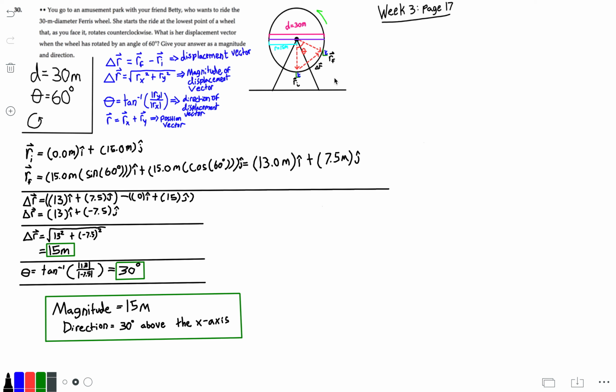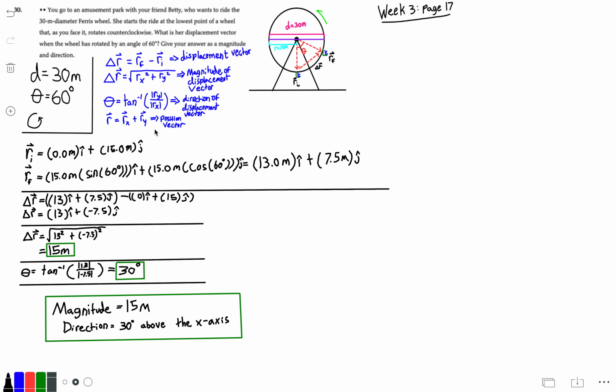I've drawn a little picture here to help visualize some of this information. So we have Blue Betty right here in the initial position, and here she is in the final position. And what we're going to be looking for is this vector right here, the displacement vector, as well as its direction. So let's go ahead and get into the problem.